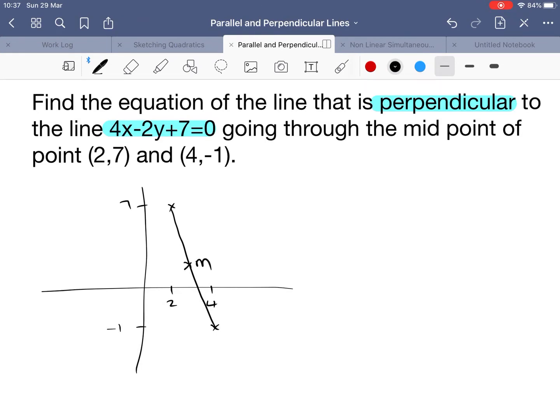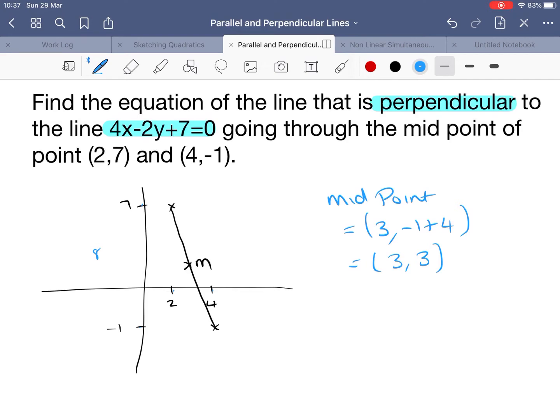Okay, so I'll do that first. So my midpoint is going to be, well, the midpoint between 2 and 4 is 3. I can do that without really doing any proper maths. And the midpoint between 7 and minus 1 is going to be, well, the difference between those is 8. So it's going to be minus 1 plus 4. So my midpoint would be (3, 3). Okay.